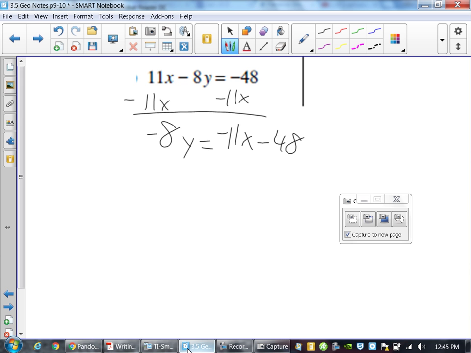Now what do we do? Divide it all by the coefficient. Ladies and gentlemen, this does not mean subtraction. I've seen that quite often as well. Divide. Okay? A negative divided by a negative is always positive.